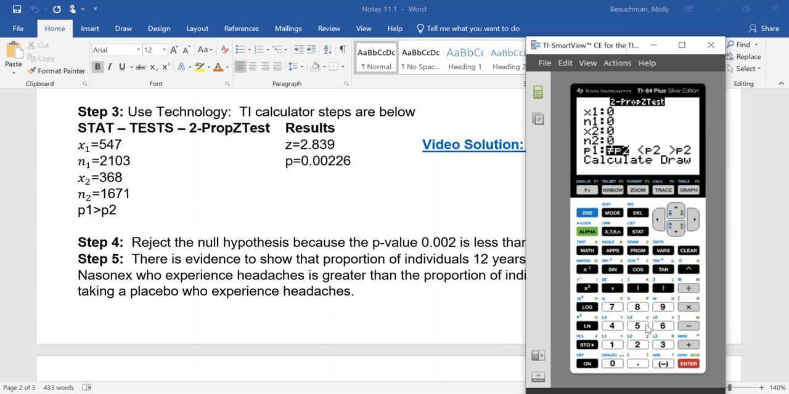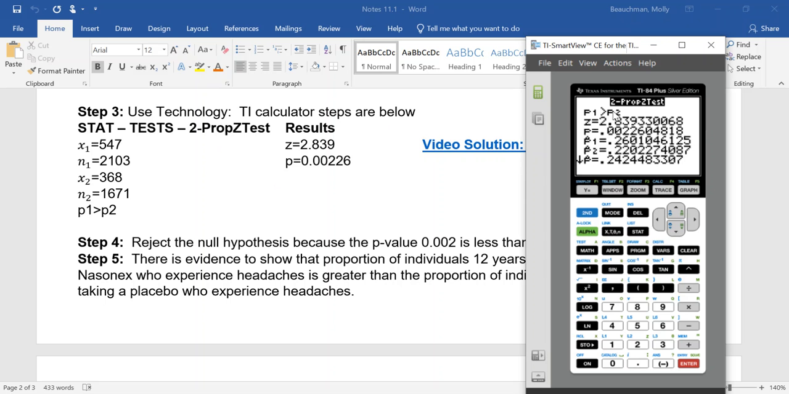So x1 is 547. That's the number of people that had a headache taking Nasonex. N1 is 2103. That's the actual number of people in that experiment. X2 are the number of people who experienced a headache, 368. N2 are the number of people taking the placebo, 1671. Then we want to know if P1 is greater than P2. So we write in the calculator P1 greater than P2, and then we calculate. It gives us the z-score, which is 2.839, and a p-value of 0.00226.